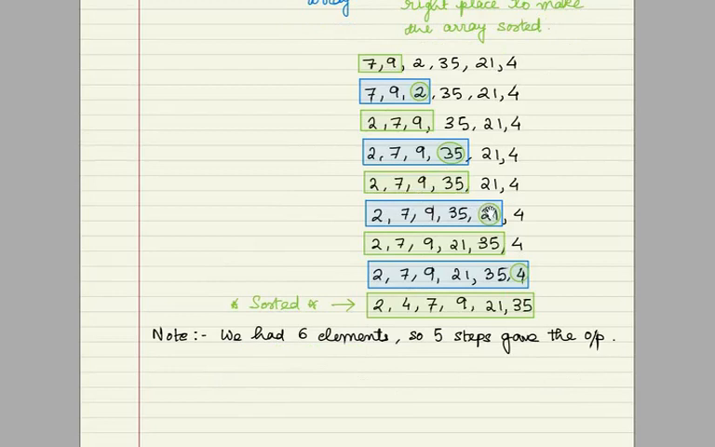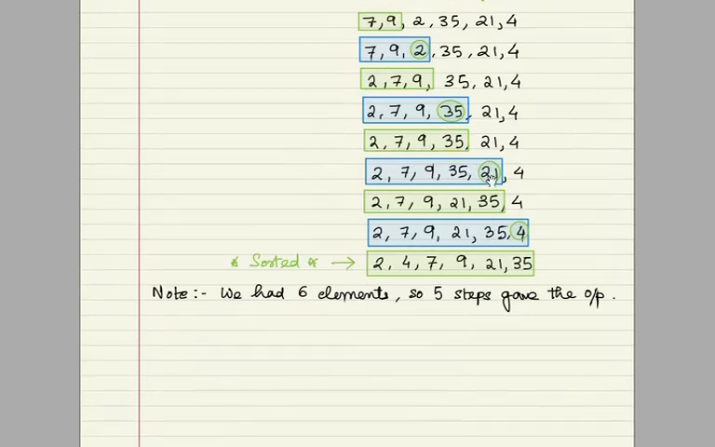Now we introduce the next element, which is 21. We have to find out where 21 fits. It must come in between 9 and 35. So 35 has to be shifted to the right-hand side so that 21 can be put between 9 and 35.